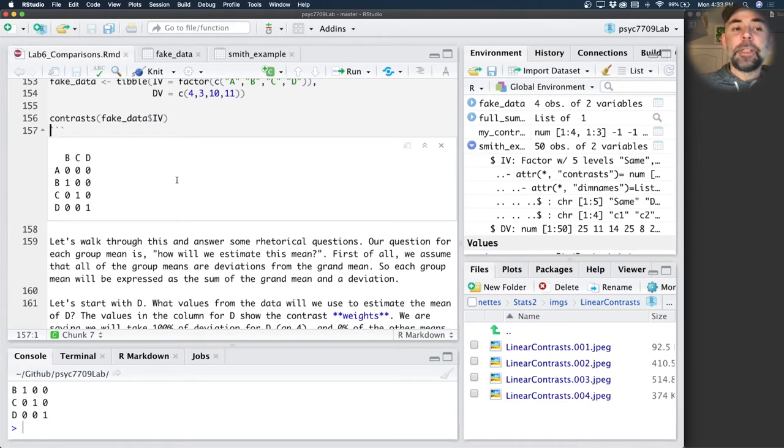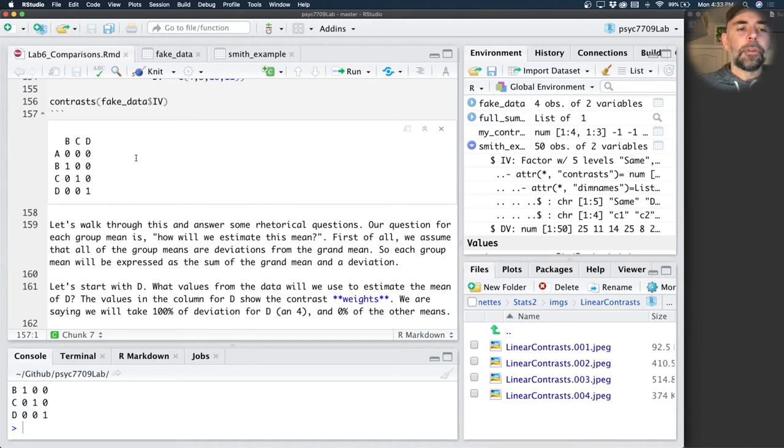Okay, so what does this mean? What are we looking at here? Let's step through this for each of the means. We're going to try to answer the question, how will we estimate this mean? And I'm going to tell you that the columns in this matrix tell us how we will use the group means and the grand mean together to estimate each individual mean. So how does it do that?